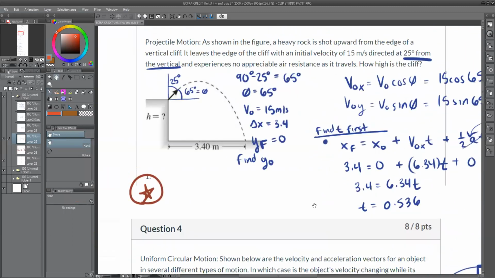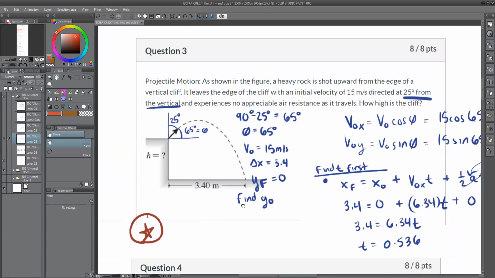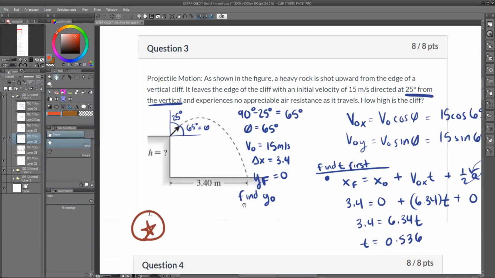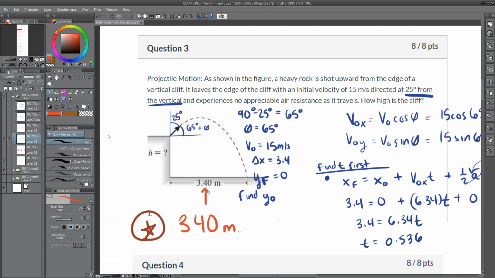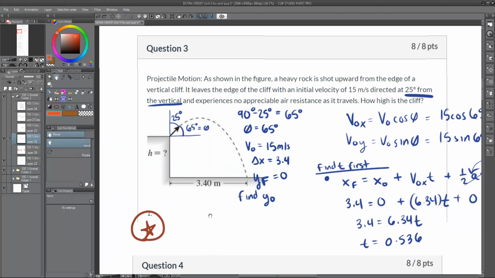Oh, sorry, I should note that for problem 3, the correct answer is like 68 meters, but that's wrong, because 68 meters is if you had calculated it using 340 meters and you are given 3.40 meters. So I don't know what the problem with this problem is, but the correct answer is incorrect. I'm hesitant to say that it's a problem of the system, but I know my math is right, so do with that what you will.